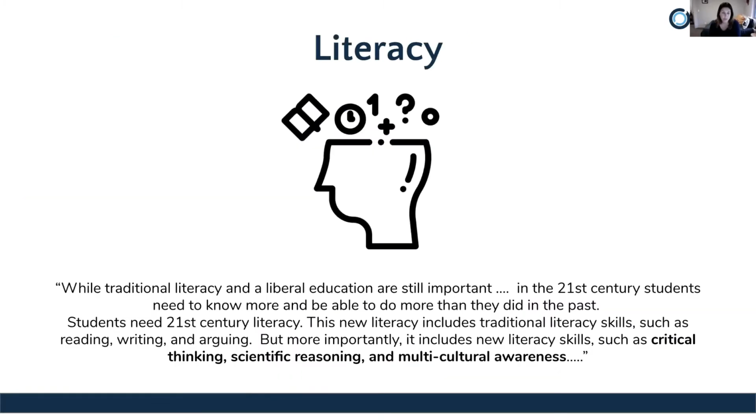So a more current and a more appropriate definition is this one here, and this has come from Edutopia. And I won't read it out to you because that's not very good practice, but I will point out the very bottom line, which says the new literacy skills such as critical thinking, scientific reasoning, and multicultural awareness. And we feel like these themes of 21st century literacy flow incredibly strongly through all of the things that are in BrainPOP. So we wanted to bring that to your attention today.